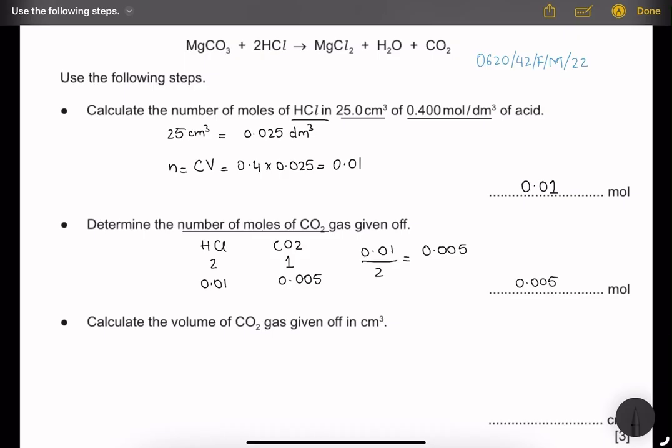Then the volume of carbon dioxide gas given off in cm cube. So we have n is equal to v by 24. We have to get v, which is equal to 0.005 times 24. But again, we multiply it by 1000 to convert from dm cube to cm cube, and we'll get 120 as the answer. So we are done with this question as well. Let's move over to the next question now.